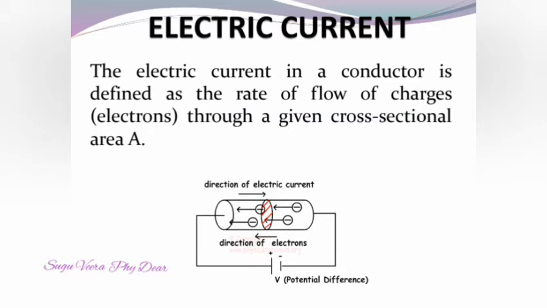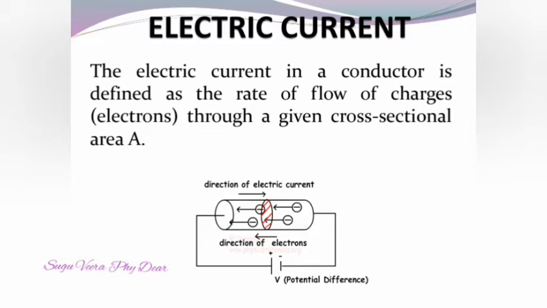If a net charge Q passes through any cross section of a conductor in time t, then the current is defined as I = Q divided by t. But charge flow is not always constant. Hence, current can more generally be defined as I average = ΔQ divided by Δt. ΔQ means the change of charge, Δt means the change of time.